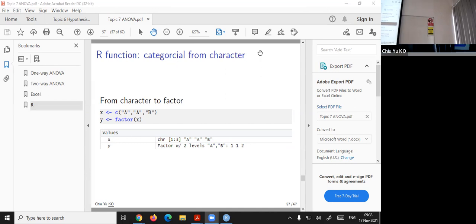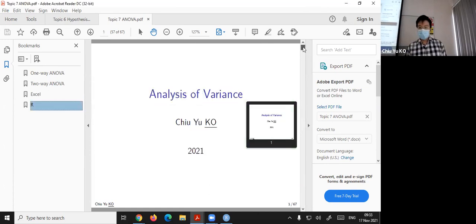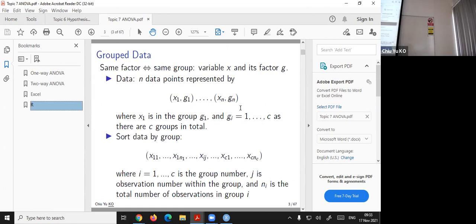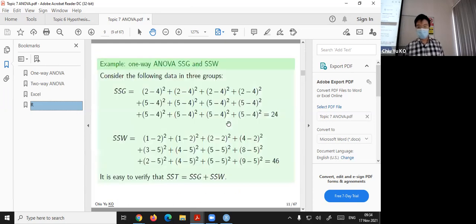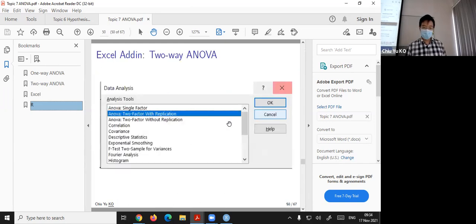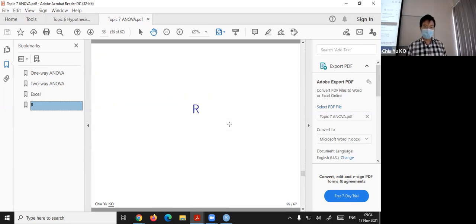So Anova, basically, remember the data we have at the beginning. Anova is this data: a bunch of X and a bunch of its grouping. The grouping in R, you can call it a factor. So basically you will be converting your data from character data to numeric data. That's how R is doing it.